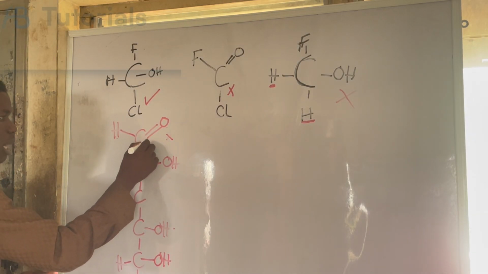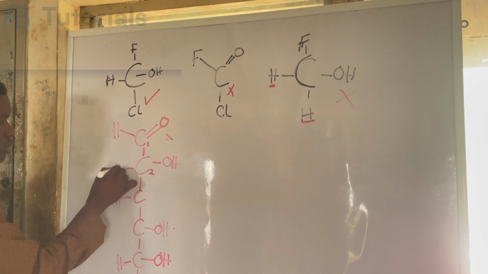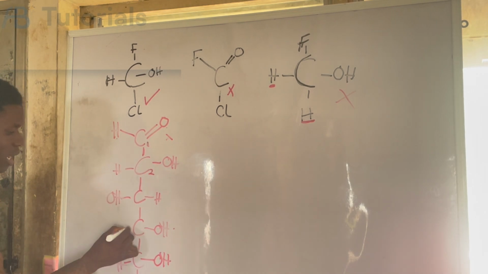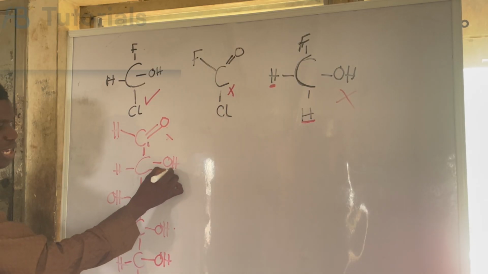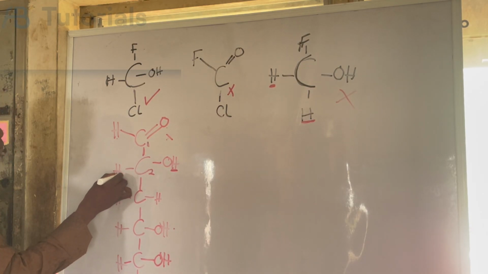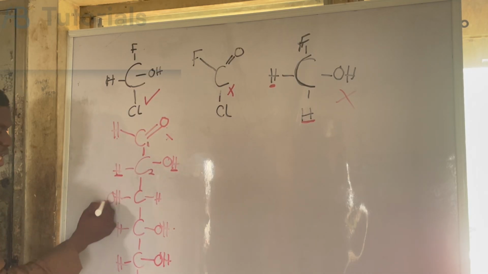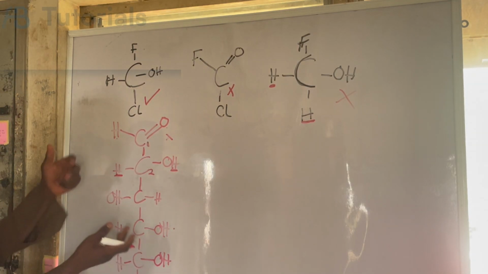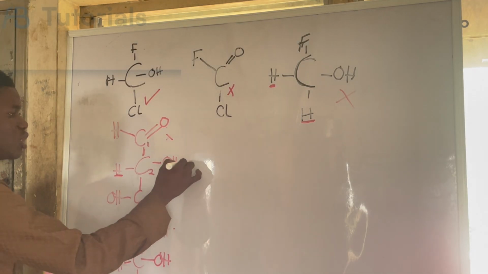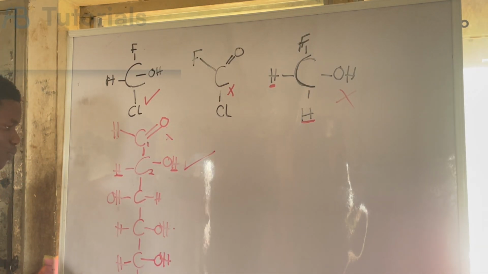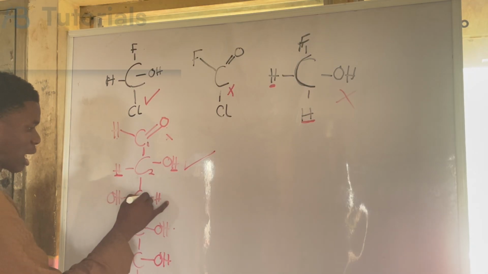What about the second carbon? Is this a chiral carbon? Yes, it is a chiral carbon. How did I know? It has OH attached to it here, it has hydrogen attached to it here, it has everything at the top here attached to it, and it has everything at the bottom here attached to it. So these are all different. So this is a chiral carbon.